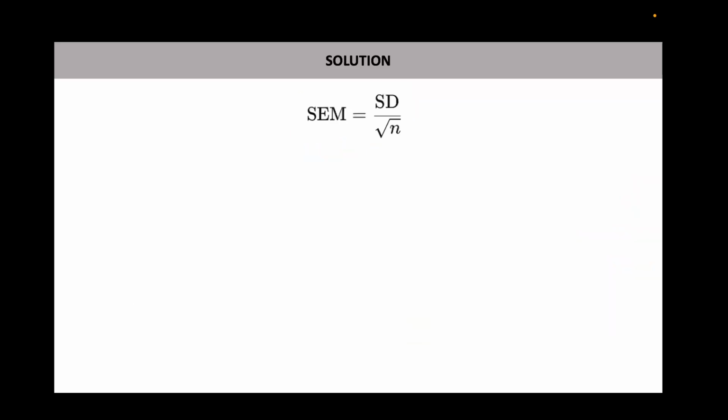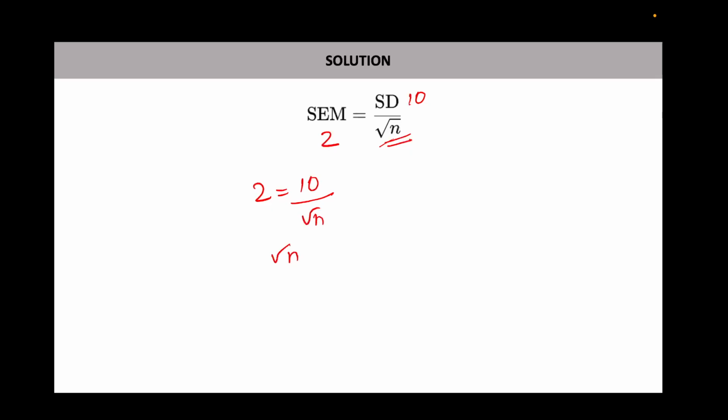Now based on this, if you put the values in this question, your SEM value was 2 and your standard deviation value was 10. So now you need to find out the number of data sets, the number of values in the data sets that she has used. It is very simple, you just need to solve this equation. So it will be 2 equals 10 upon root n.